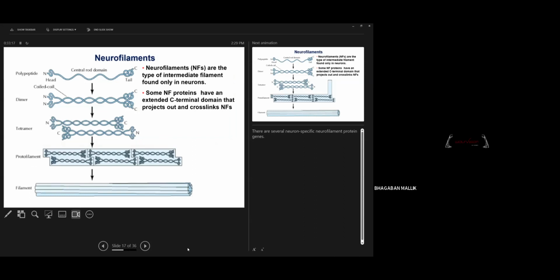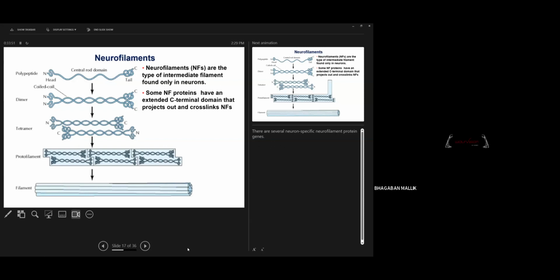So this is how the neurofilament is assembled, and it forms a meshwork, a filament like this. It starts with a polypeptide chain. Here you have the N terminal and the C terminal tail. These two polypeptide chains form the dimer, they join N to N, C to C, and then this dimer forms a tetramer. Okay, they form like this. You have an N to C, C to N arrangement. And the tetramers again arrange to form the protofilament.